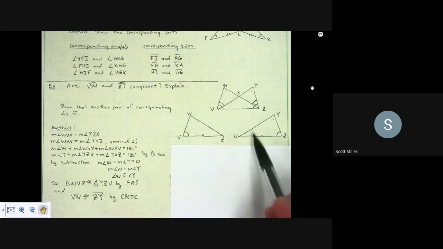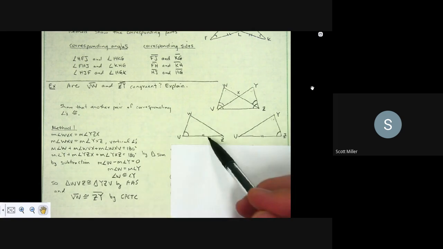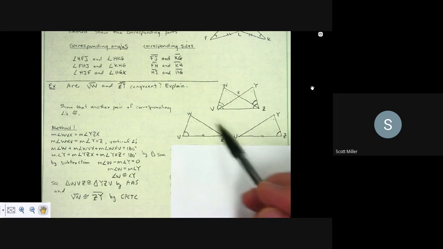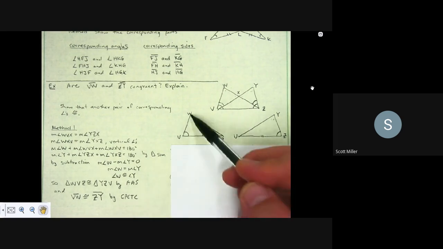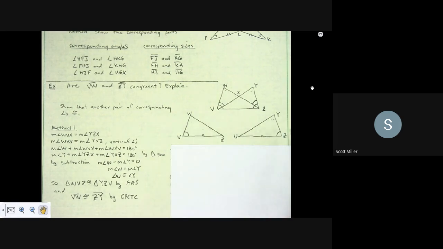Then the two big triangles are congruent by angle, angle, side. Because these two triangles are congruent, corresponding parts are congruent, and that's how I got VW equal to that one over there. So that is one method that I saw.